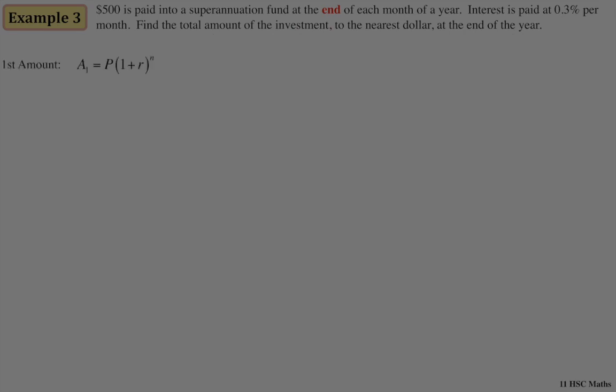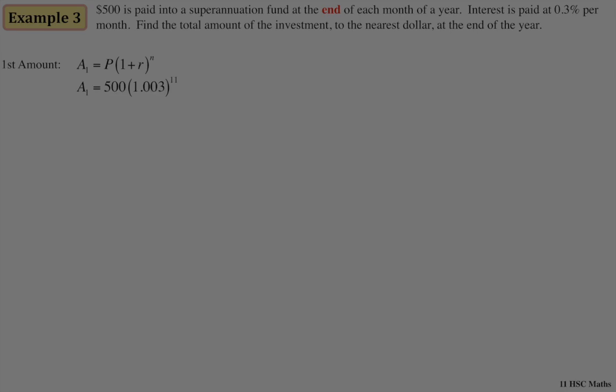Okay, so what's the first amount going to be? It's $500 times 1.003 to the power of... Now this first payment went in at the end of January. So by the end of the year, it's only going to earn 11 months worth of interest because it missed the interest for January, because he put it in at the end of the month, not the beginning of the month.